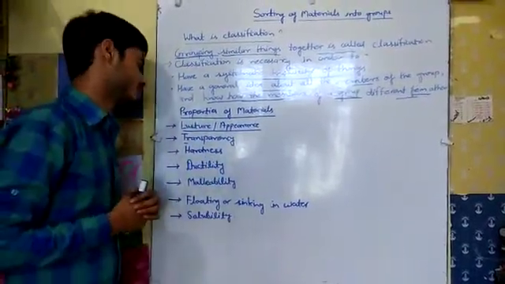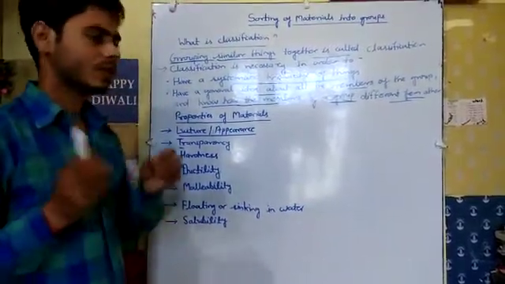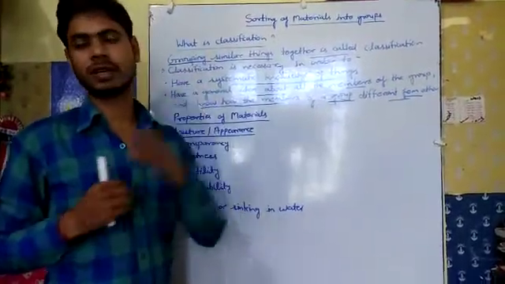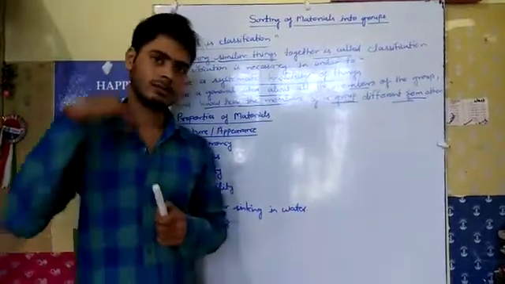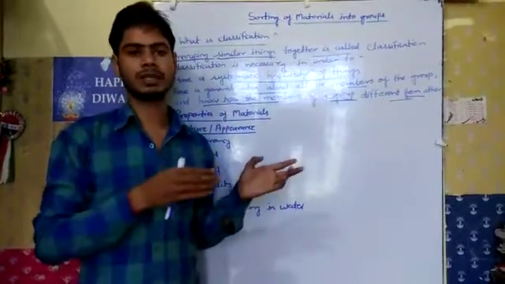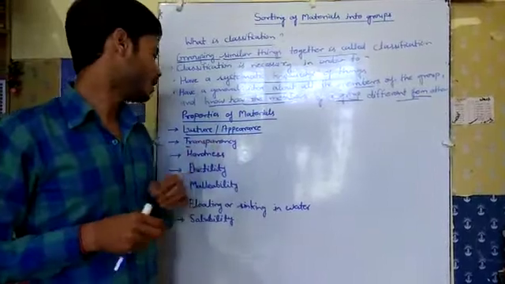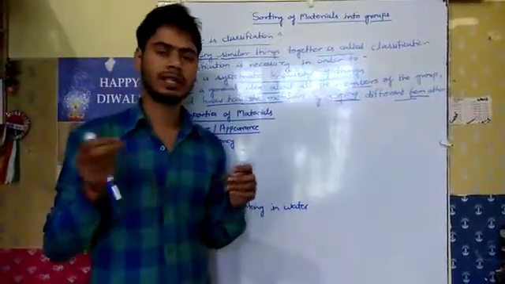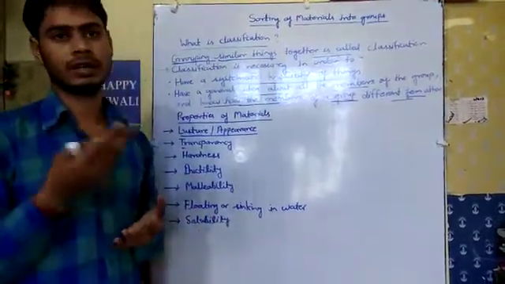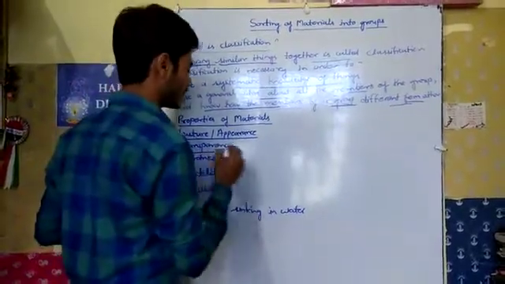The next one is transparency. Transparency means some objects are transparent. Suppose we have a glass of water made of glass. When light is incident on the glass, the light passes through, so we can say the glass is transparent. And if we talk about a book, when light is incident on the book, the light does not pass through it. So that is an opaque object. On the basis of transparency, we can categorize objects.